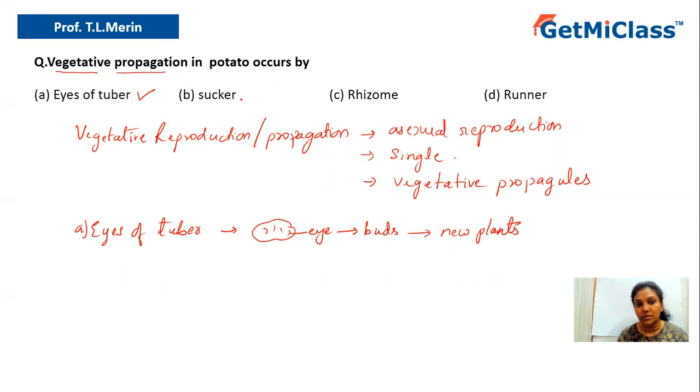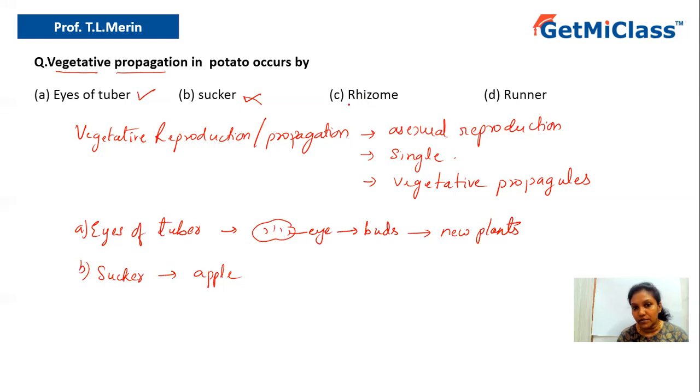But let us look at the other options. Sucker. What do you understand by sucker? Sucker again is a type of vegetative propagule, or specialized structure, formed in certain plants which will give rise to new plants. For example, in case of apple tree, you find these structures at the base of the shoot, or near the root, and these will give rise to new plants. Hence, suckers can also be utilized for vegetative propagation, but not in potato, because the question is asking about potato. So option B is ruled out because it is not produced in potato.